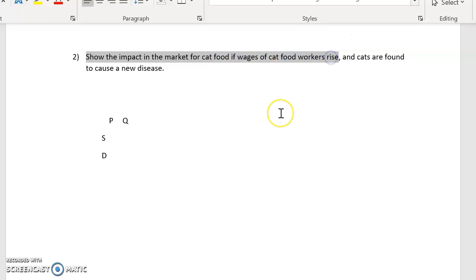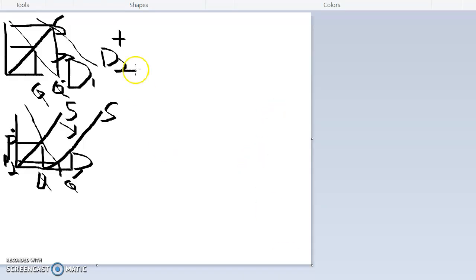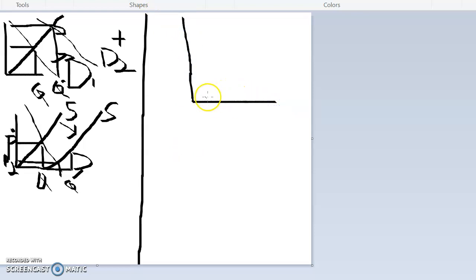Wages for cat food workers rise. Well, that's a resource used to make cat food. That's an input. That's going to be a decrease in supply. Let's go back to my graph. We're going to draw the line of separation, the DMZ here. Okay, wages of cat food workers rise. So we'll draw supply and demand.